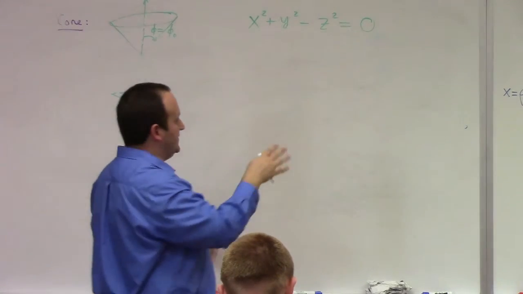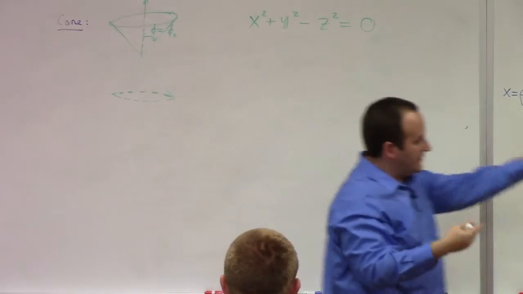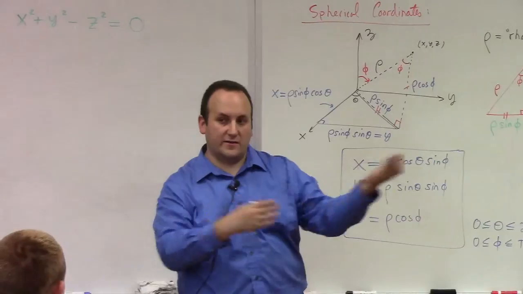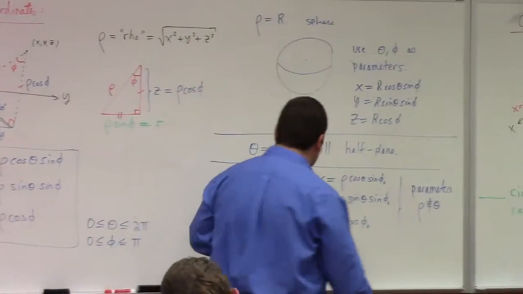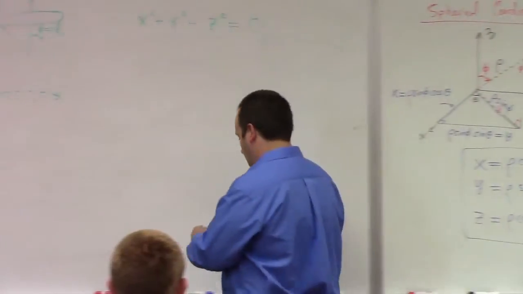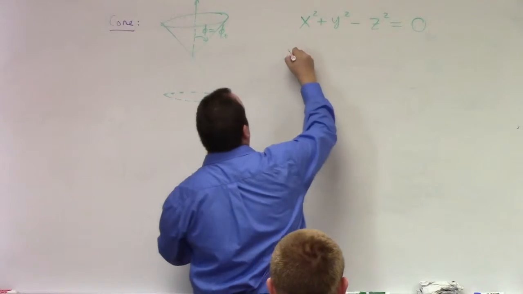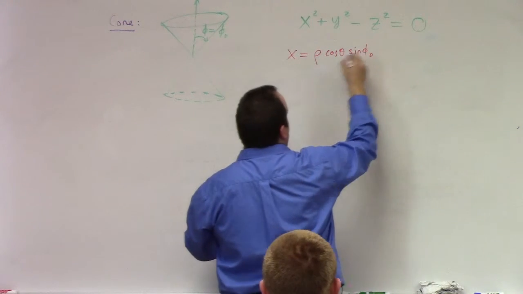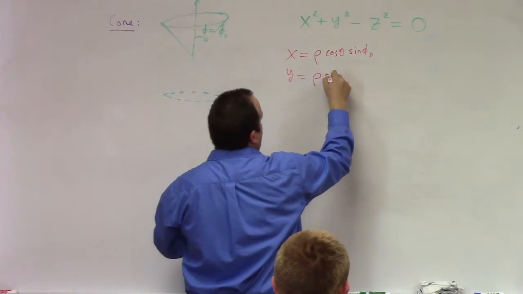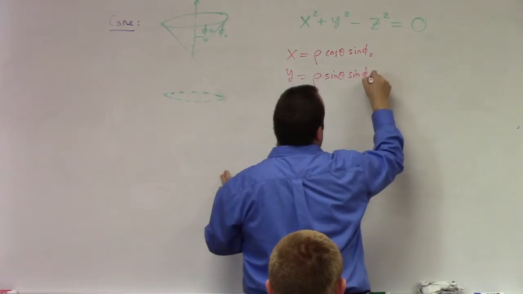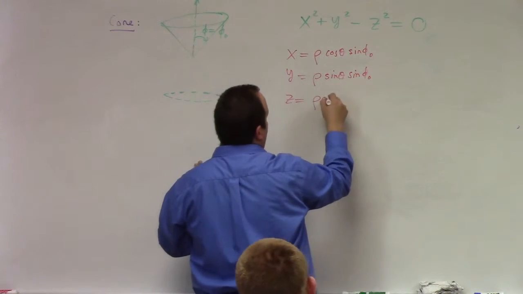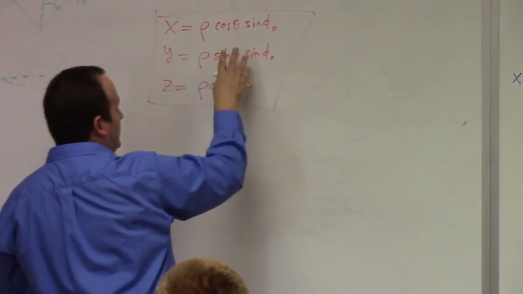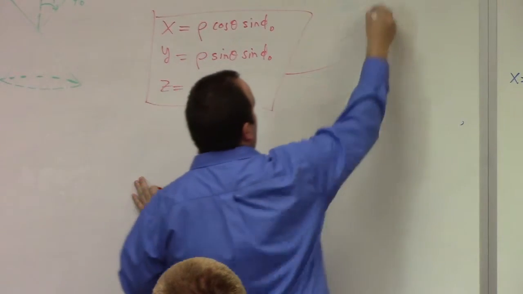So am I being honest with you? Is this really a cone? How can we check it? How can we compare this way of thinking with what's on the sheet? How do we go between these worlds? X is equal to rho cosine theta sine phi naught, right? Y is rho sine theta sine phi naught. Z is rho cosine phi naught. How can I tell if these parameterize the green equation?